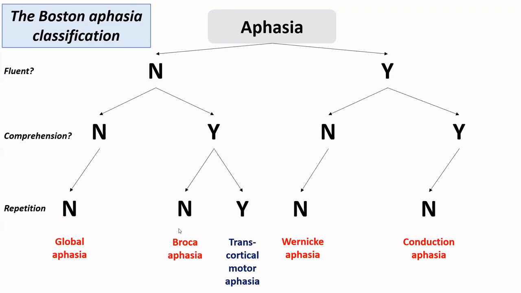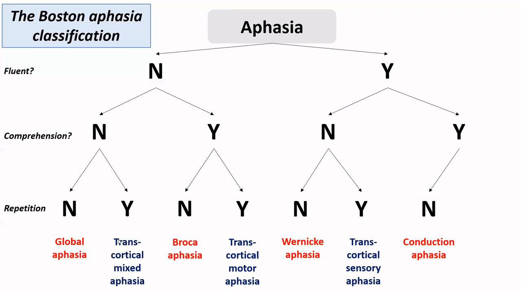So if you have a Broca aphasia, but with preserved repetition, you have a transcortical motor aphasia. If you have a Wernicke aphasia with intact repetition, you have a transcortical sensory aphasia. And if you have a global aphasia with preserved repetition, you're basically having a transcortical mixed aphasia.